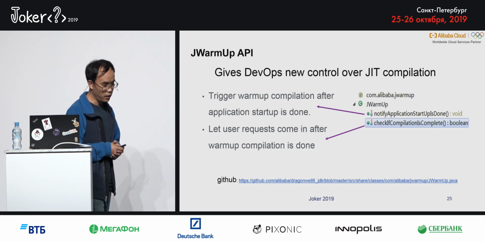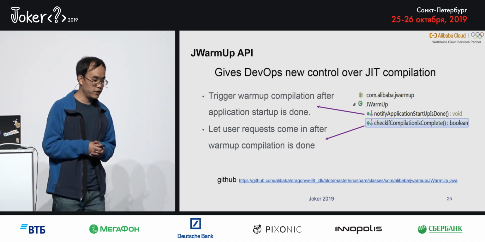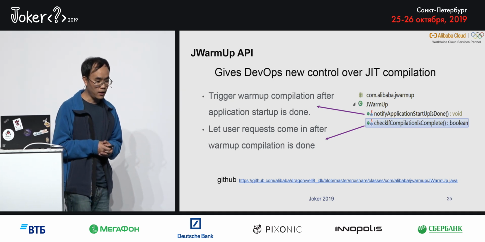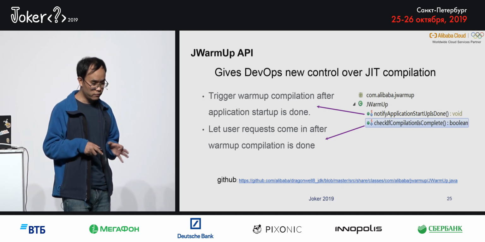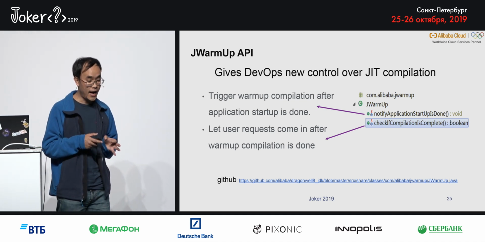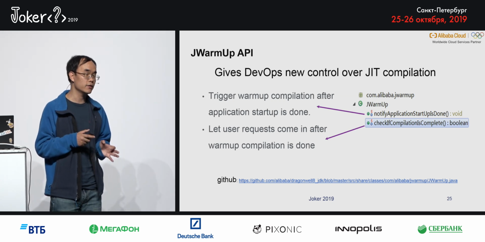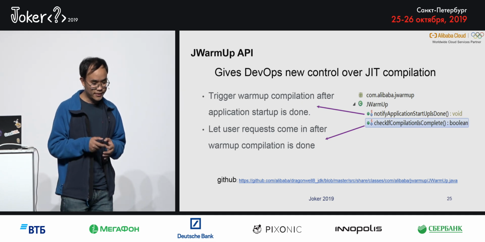Okay, this is the key part, I think. The JVM defines these two APIs, and they are very critical. They give DevOps new control over just-in-time compilation, so you can choose when you want to do the just-in-time compilation.